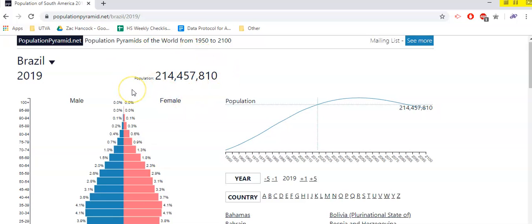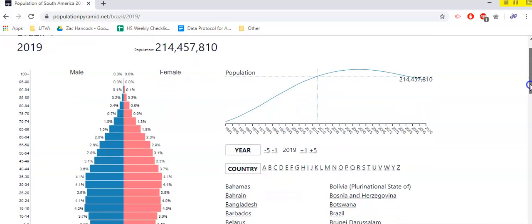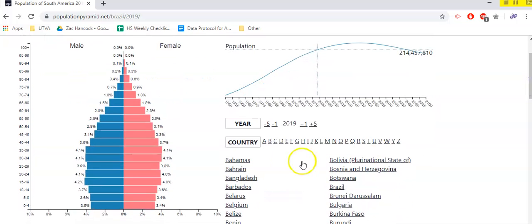So there's 214,500,000 basically. That is quite a few people. Now this has a breakdown of where they're at. As you can see here, there are people in the 0 to 4 range. If you look at males and I highlight over it, it will tell me an exact number. So for males 0 to 4, I got 7,500,000.